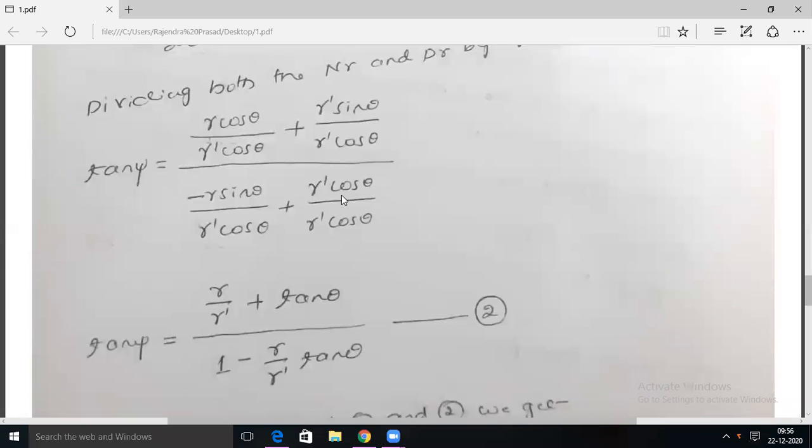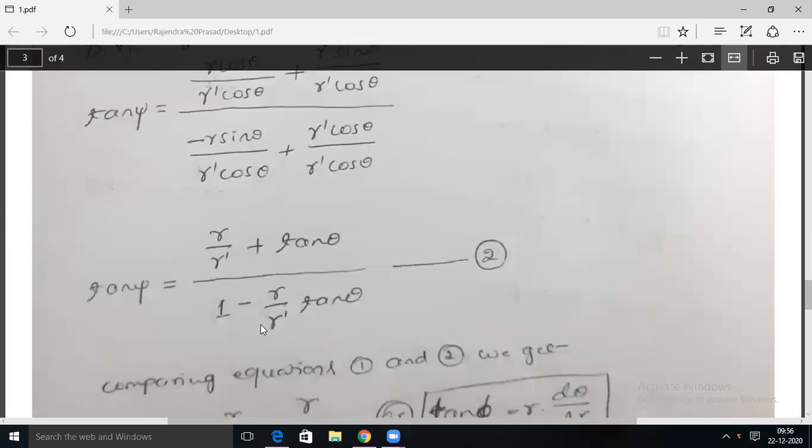So the remaining part here is 1. 1 first I have written here. Minus sin theta by cos theta, that is tan theta, r by r dash. So we get here minus r by r dash into sin upon cos, which is tan theta. So minus r upon r dash into tan theta.